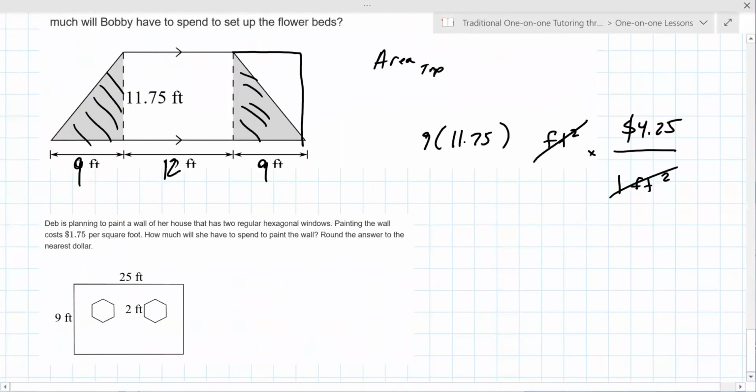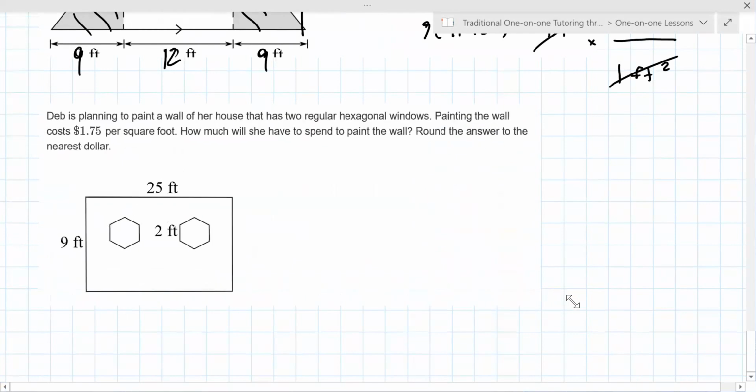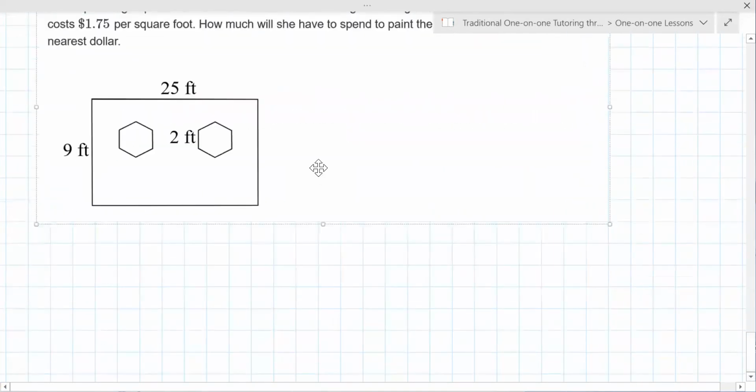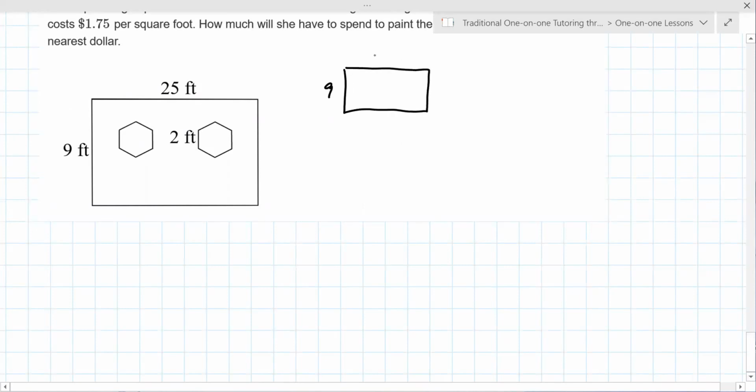Okay, so the next thing we're going to do is find the area of this. So these are windows, which is really weird. We'll first just find the area of that rectangle, which is 9 times 25. Whatever that is, 225. We're going to subtract, though, the hexagon.